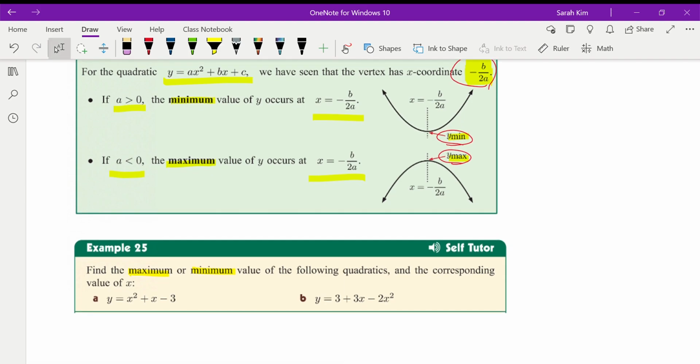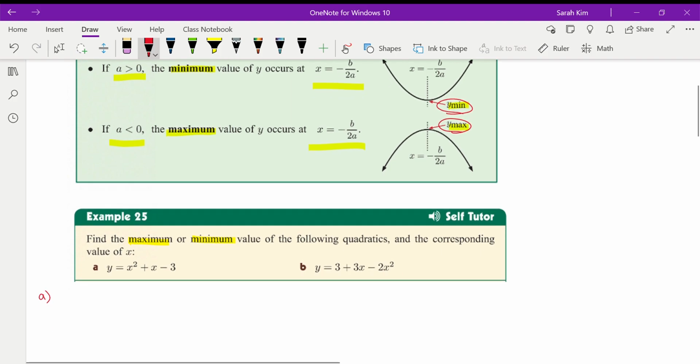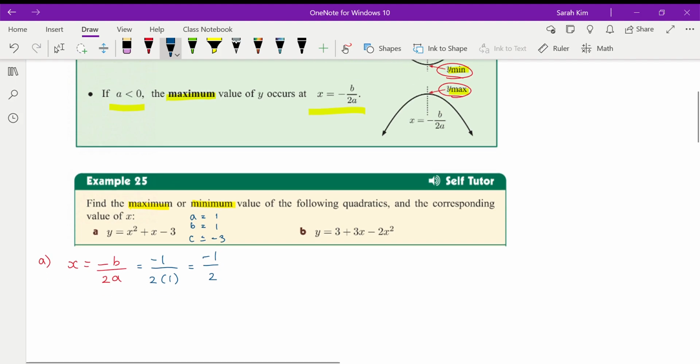So we have this quadratic formula that we're working with. First step is for you to locate your x coordinate for the vertex, because that is either going to give you the minimum or the maximum. In order to do that, I need to identify my a, b, and c. So let's do that. 1, 1, negative 3. So therefore it'll be minus 1 divided by 2 times 1, so that'll be minus 1 over 2. So that is my x coordinate.